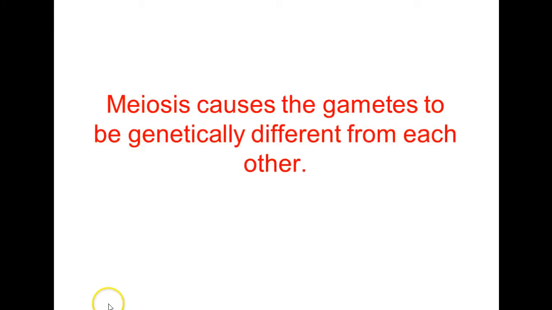Hello, this is part 6 from chapter 10 on cell division in General Biology 1. In the previous section, in part 5, we looked at the individual steps in the process of meiosis. In this one, we want to look at what is the effect of meiosis. What does meiosis actually accomplish?